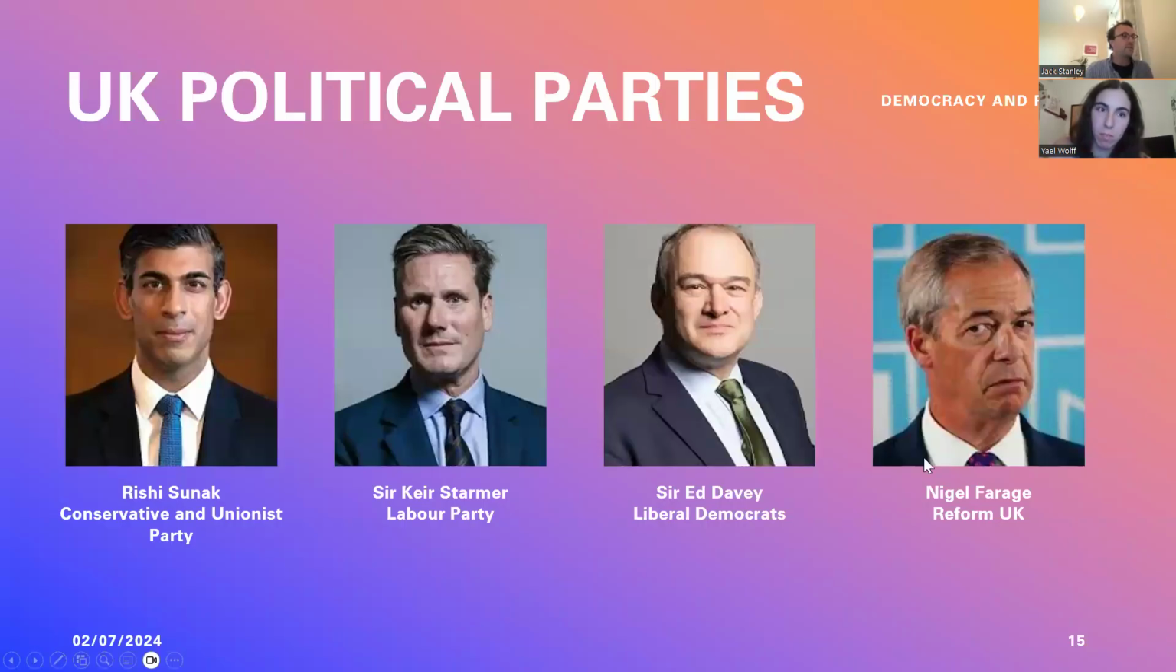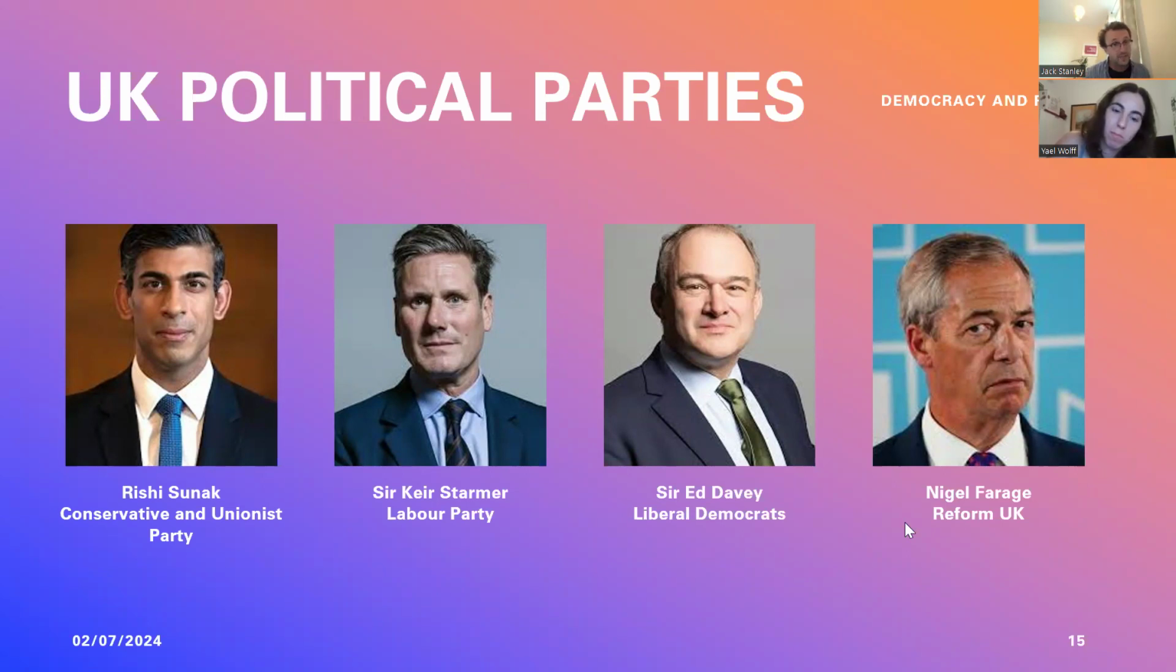The main 4 UK political parties at the minute, and I'm using these as the UK political parties because these are the 4 parties that stand across Great Britain. Northern Ireland is slightly different, and I will mention the parties in the other countries momentarily. So you have Rishi Sunak, who is the head of the Conservative and Unionist Party. Sir Keir Starmer, head of the Labour Party, likely to be the next Prime Minister.